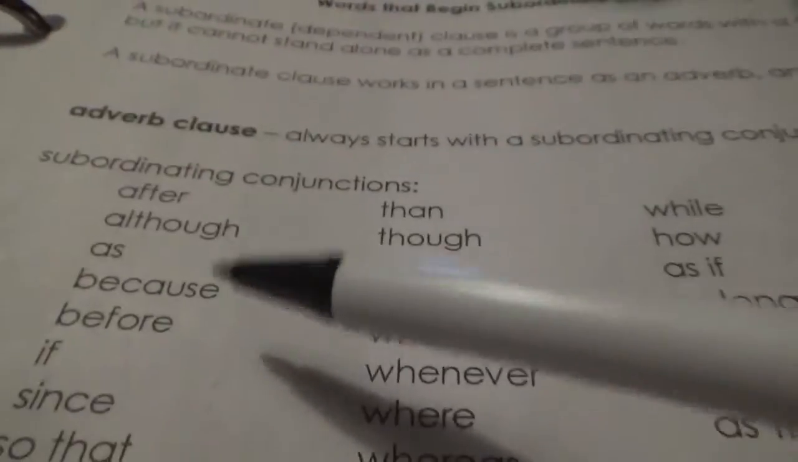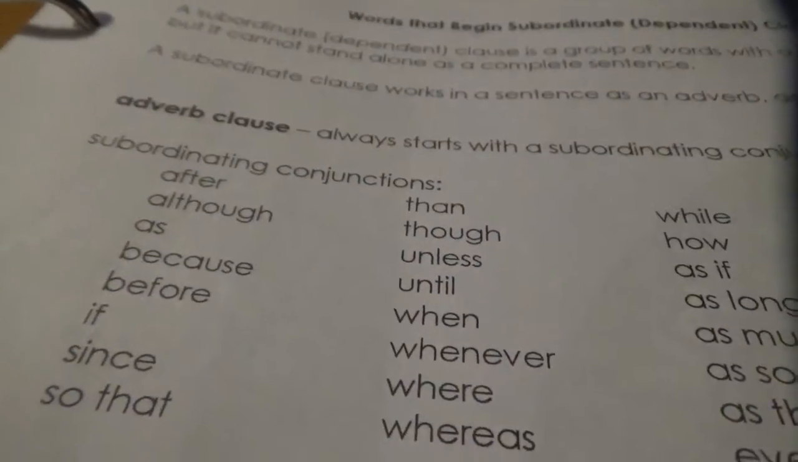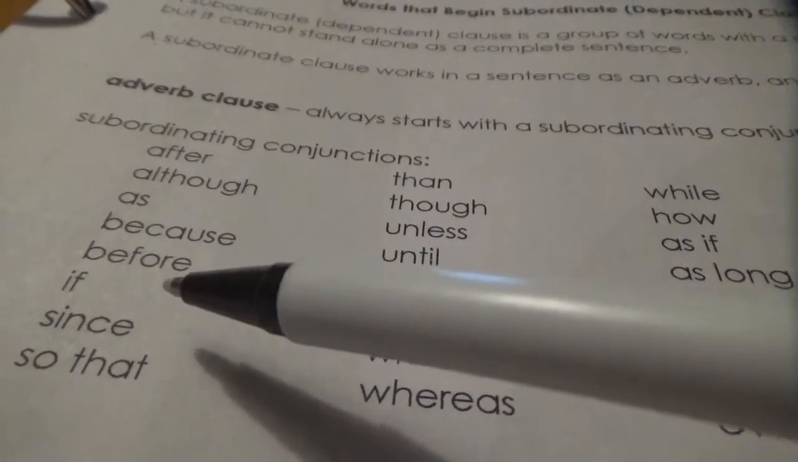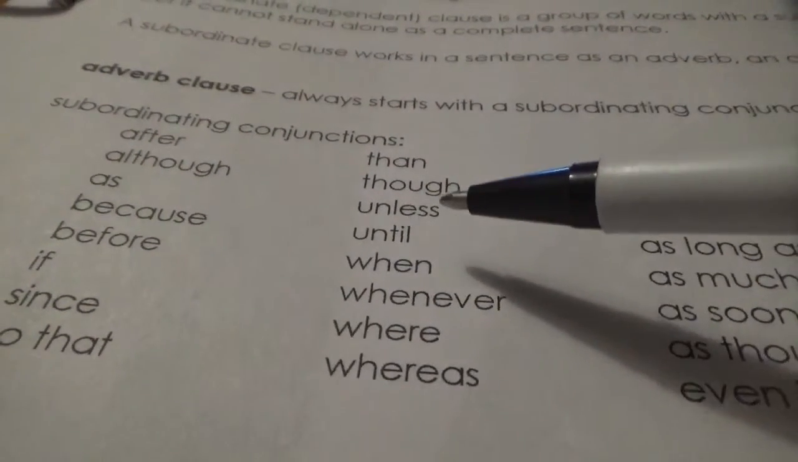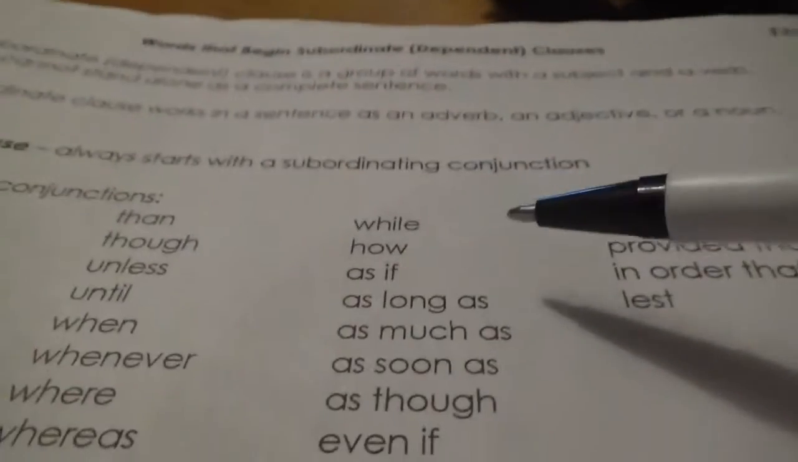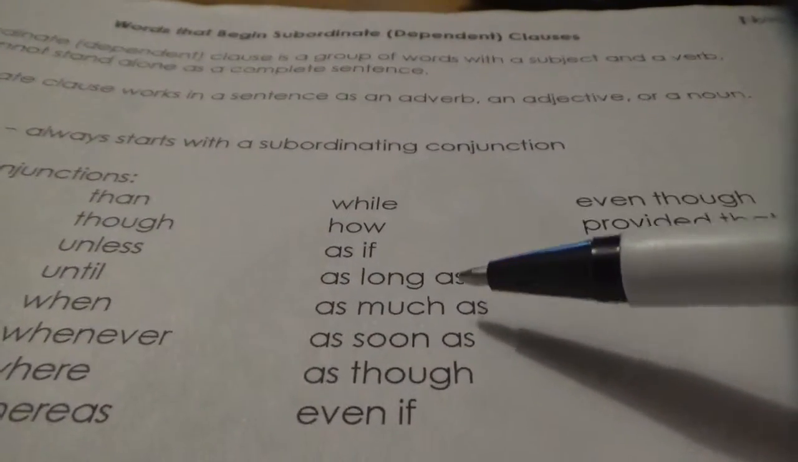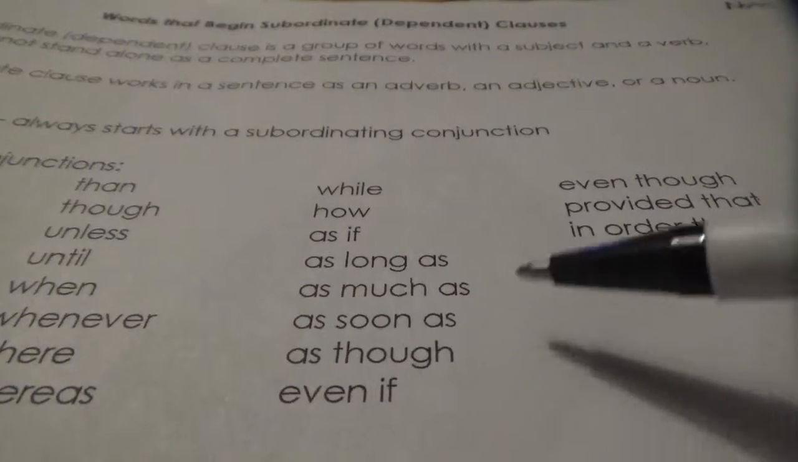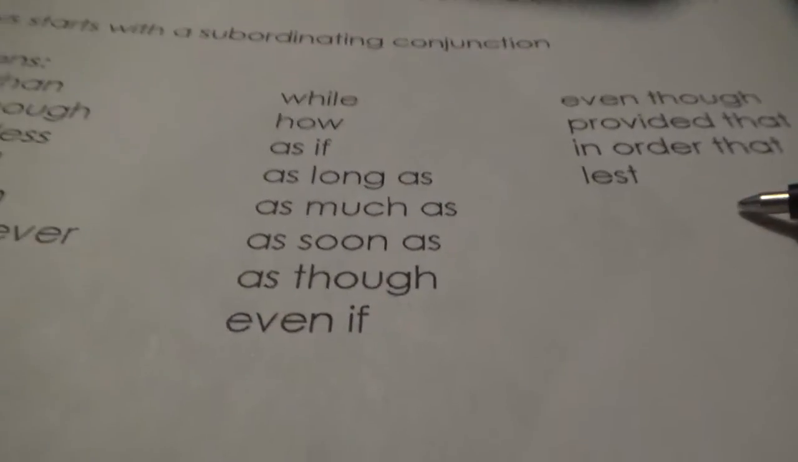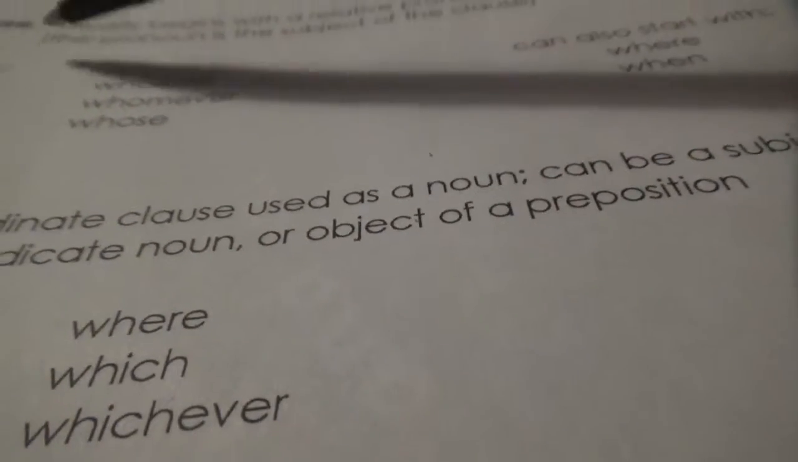After, although, as, because, before, if, since, than, though, unless, until, when, whenever, where, whereas, while, how, as if, as long as, as much as, as soon as, as though, even if, even though, provided that, in order that, lest. And then we have some more down here, some relative pronouns that begin adjective clauses.